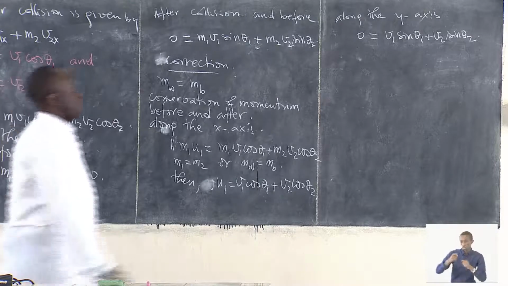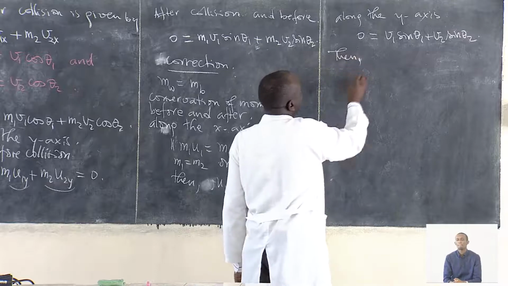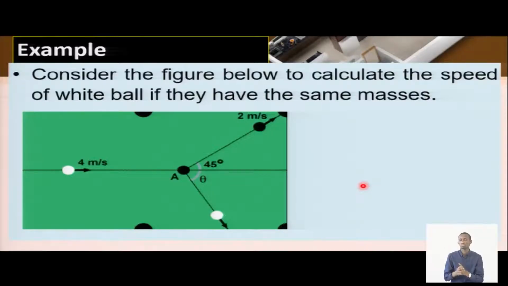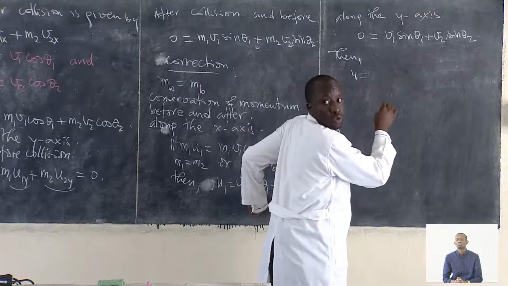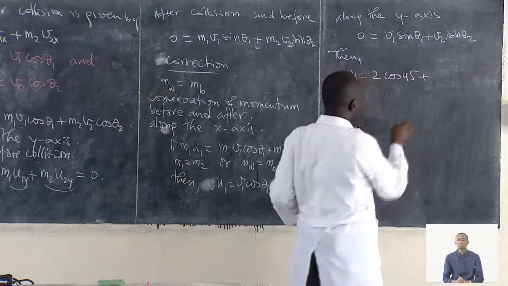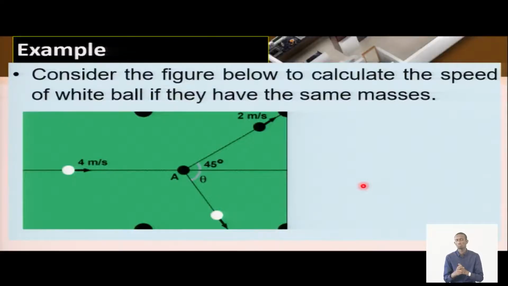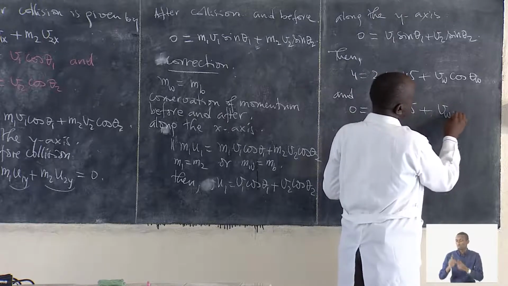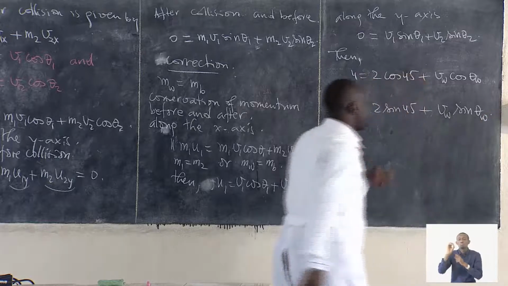And then students, can we substitute? If we substitute from this equation down here, we have 4 equals 2 cosine 45 plus, this is not known, plus v of the white cosine theta of the white. And 0 equals 2 sine 45 plus v of the white sine theta of the white ball.